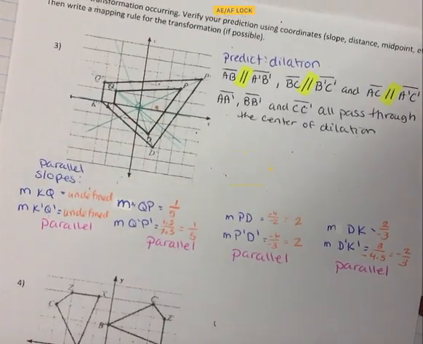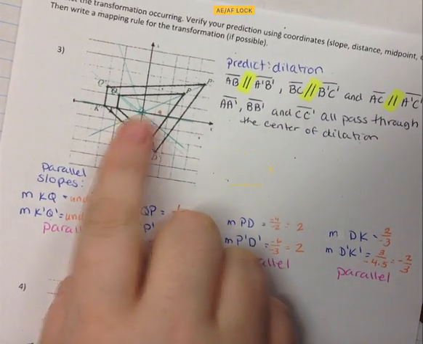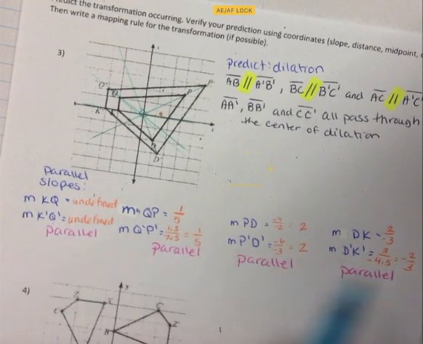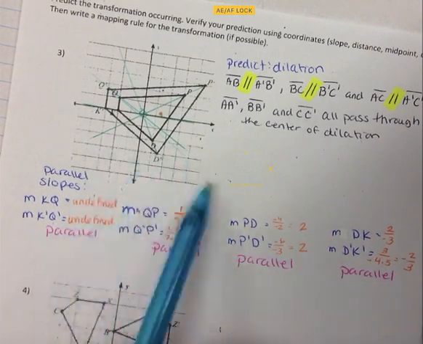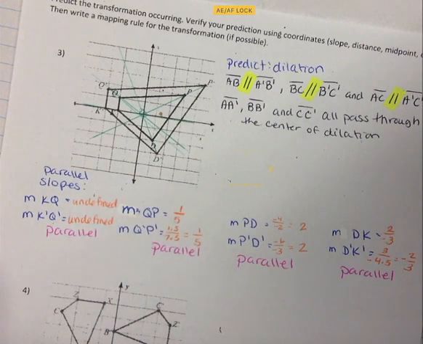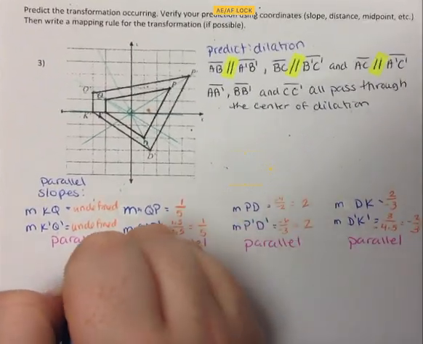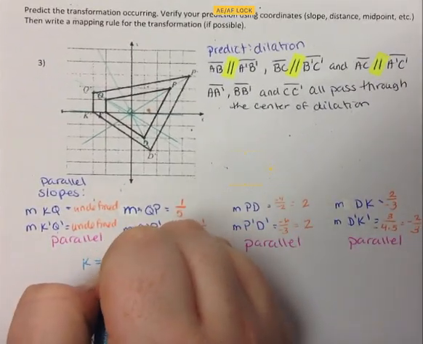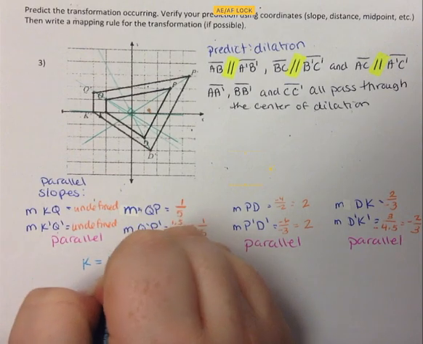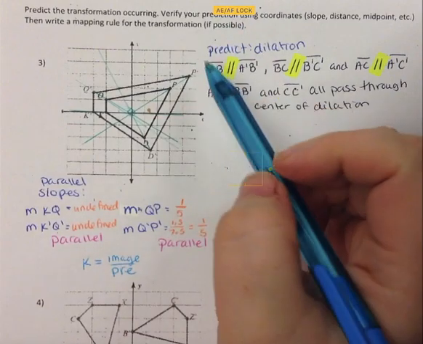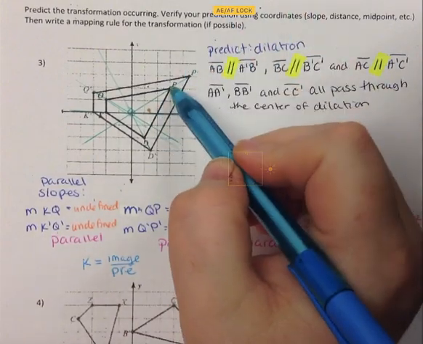So that means that it does have an actual mapping rule. So let's determine that mapping rule. Since these are all parallel, we can actually take one coordinate and determine the mapping rule by doing our image over our pre-image. So if we want to do our scale factor, our K is equal to our image divided by our pre-image. So if we focus on maybe P and P prime.